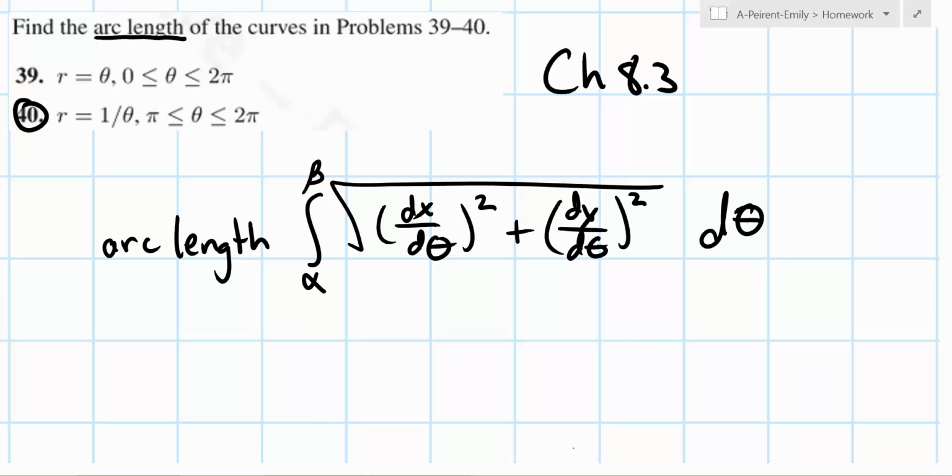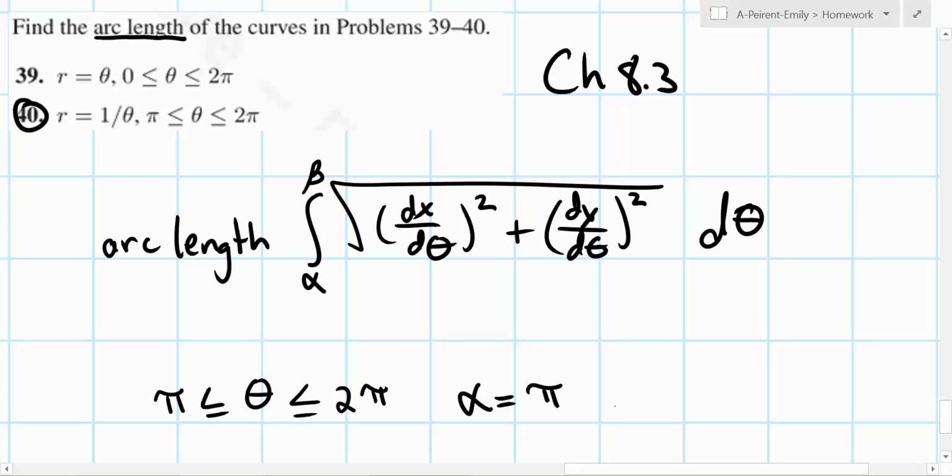The limits of integration should be in terms of theta, which is nice because the problem already tells us that theta should be in between pi and 2 pi. So alpha equals pi and beta equals 2 pi.